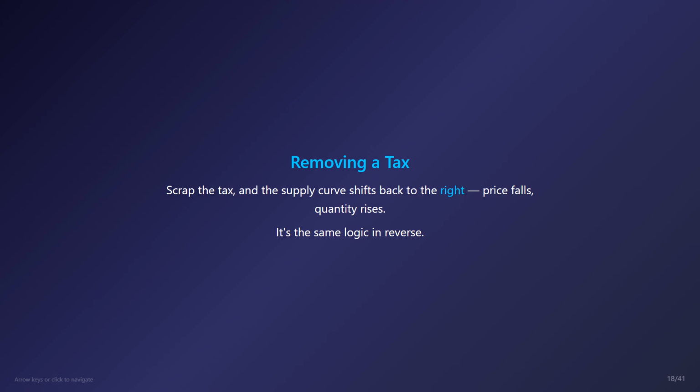What if the government removes a tax? Then the logic runs in reverse. The supply curve shifts back to the right, the price falls, and the quantity rises again. Scrapping a tax is just a supply increase.